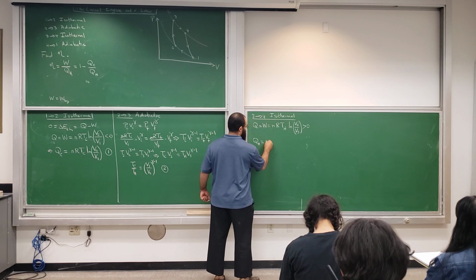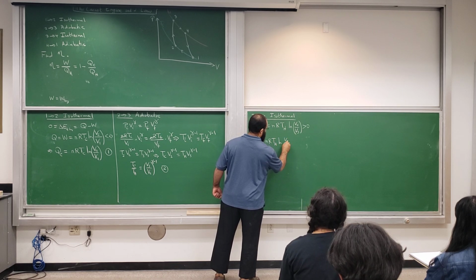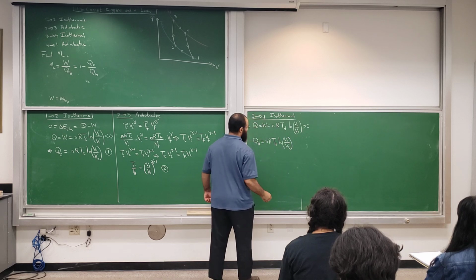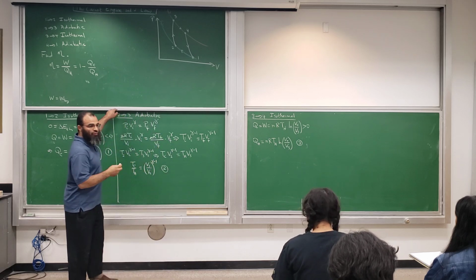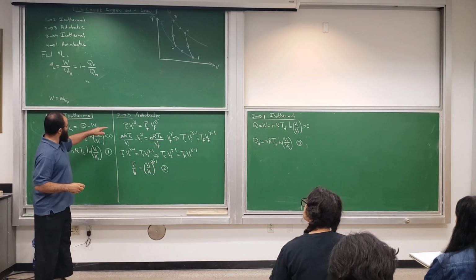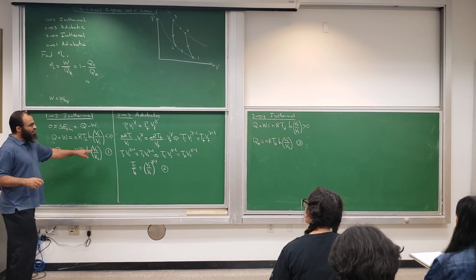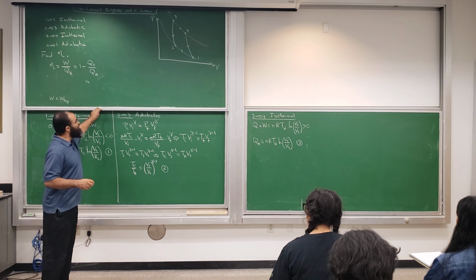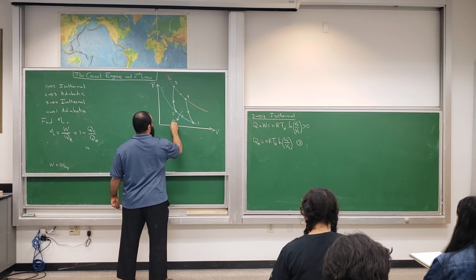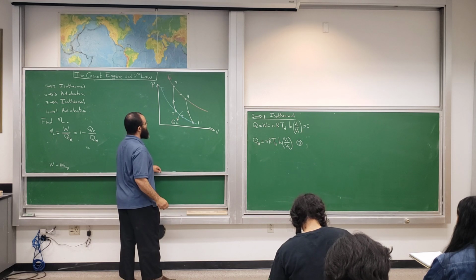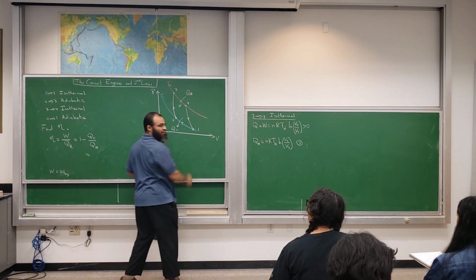QH is equal to nR TH ln of V4 over V3. Let's name this equation here equation 3. In fact, I'm going to just draw it on the board. From 1 to 2, heat leaves the system, and then from 3 to 4, heat enters the system. So from 1 to 2, QC left the system. From 3 to 4, heat entered. Okay.